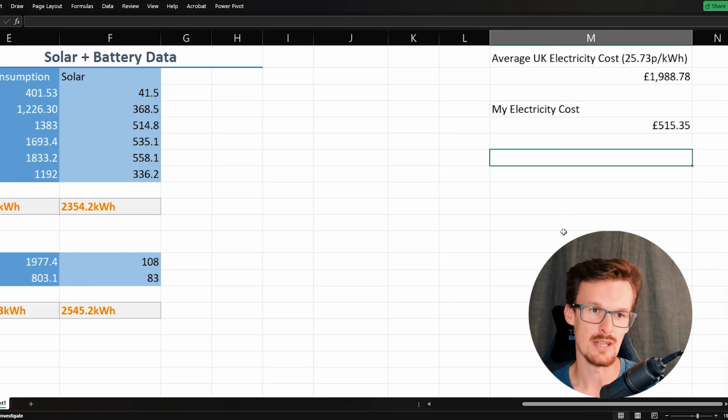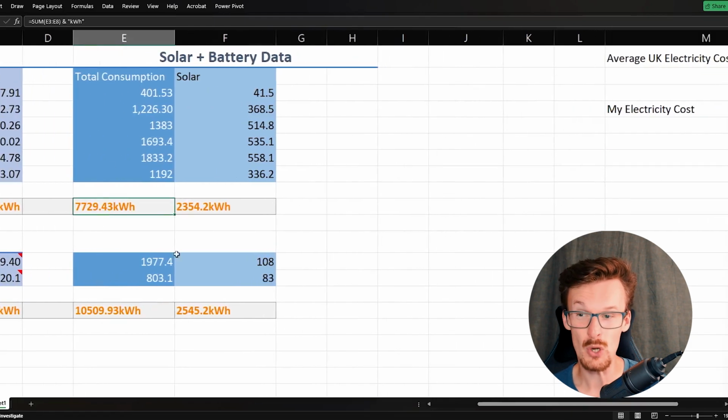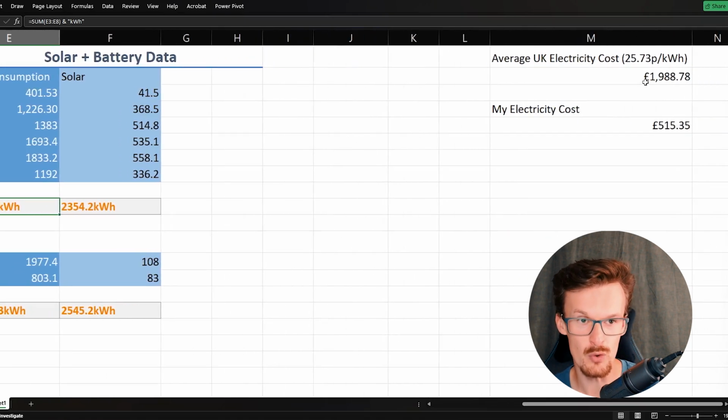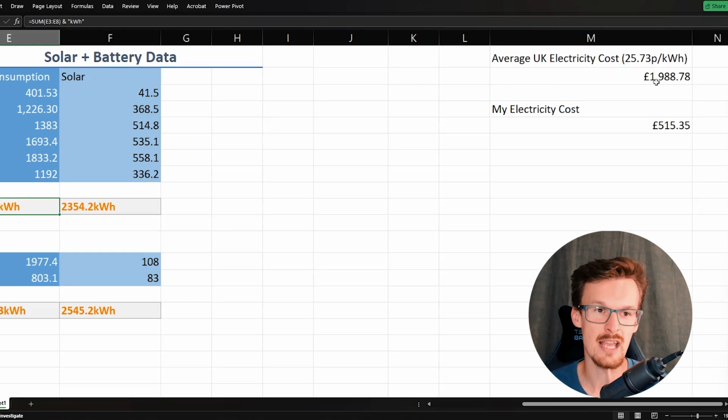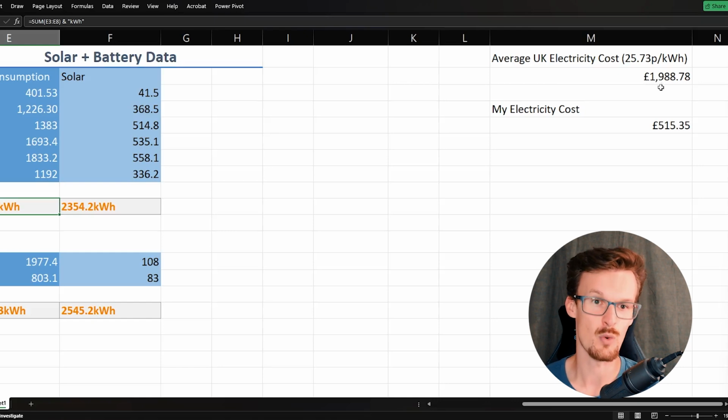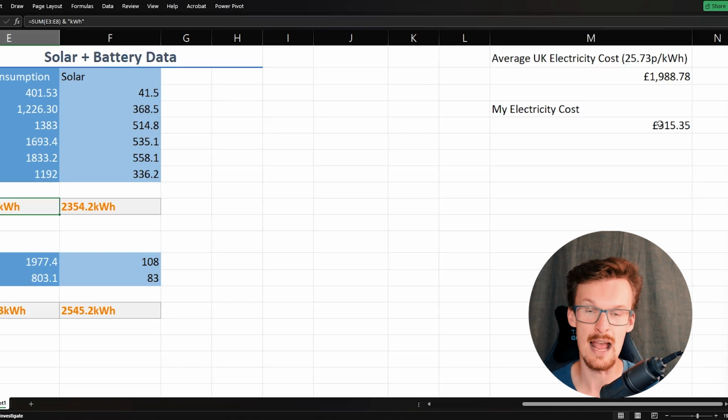So the average electricity cost in the UK is 25.73p per kilowatt. So based on my total consumption, so that is grid and solar combined, if somebody wanted to use that amount but take it all from the grid at the standard rate with no smart tariffs or anything, you would be looking at £1,988.78. Now, my electricity cost, what I've actually paid for from the grid, is £515.35. So it's basically a quarter of what the average person in the UK pays, which is why I can do this. And sometimes it may not be profitable just based on crypto being down, but it does mean that I am a lot more profitable compared to anybody else trying to do this that doesn't have a similar setup.